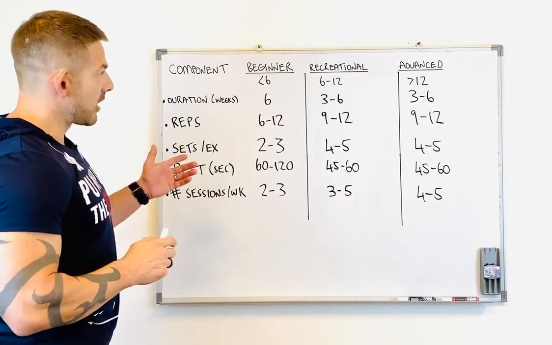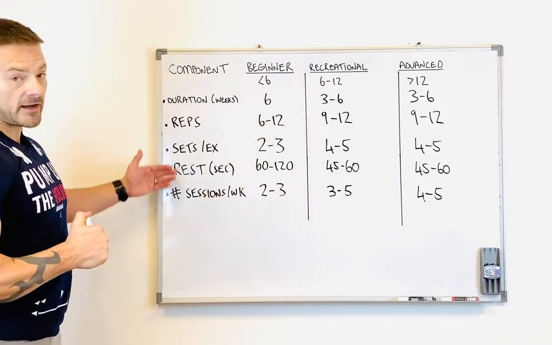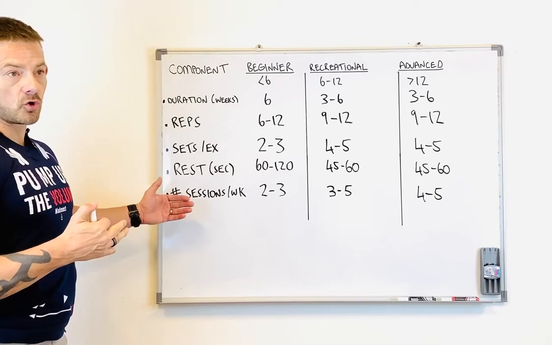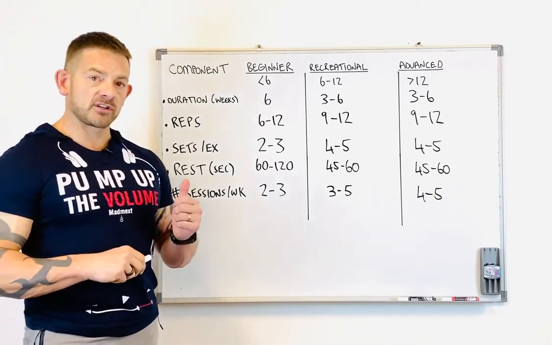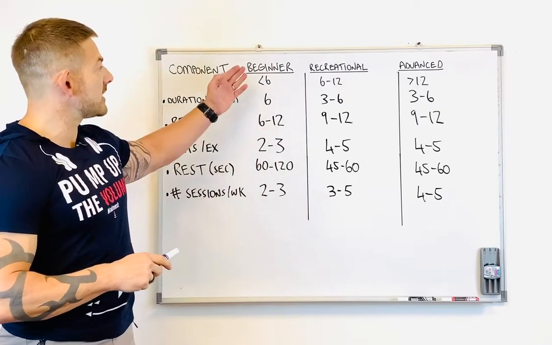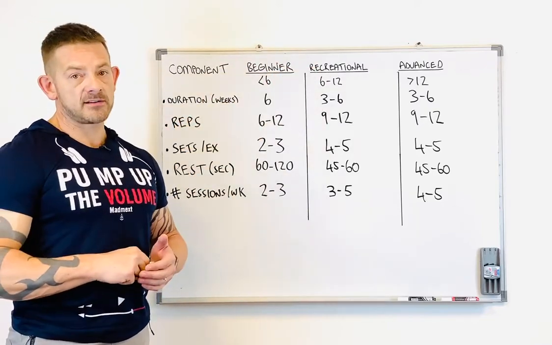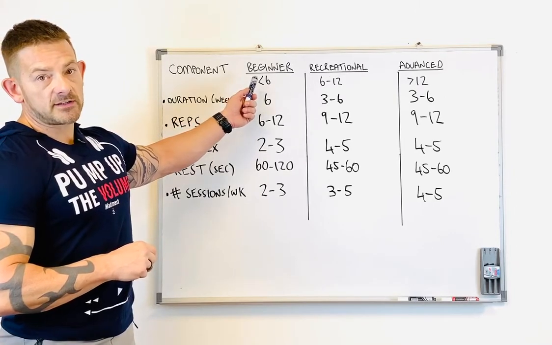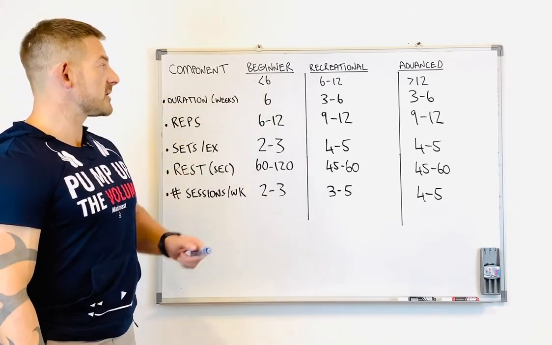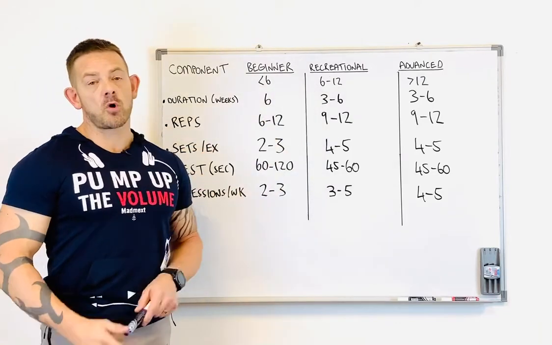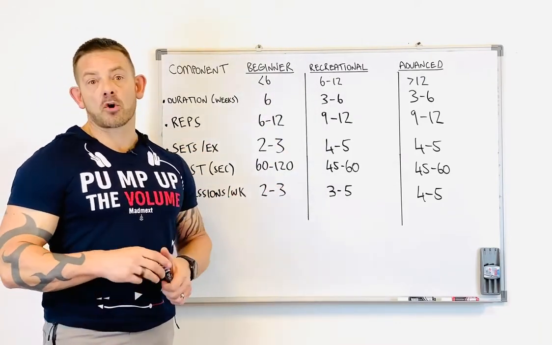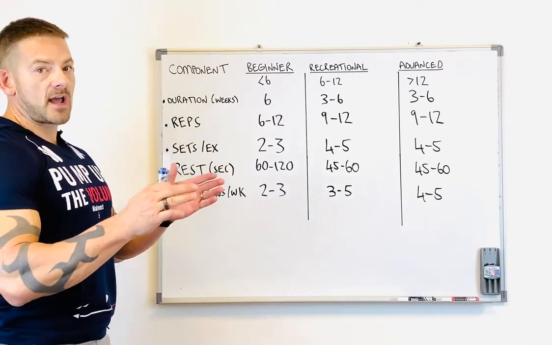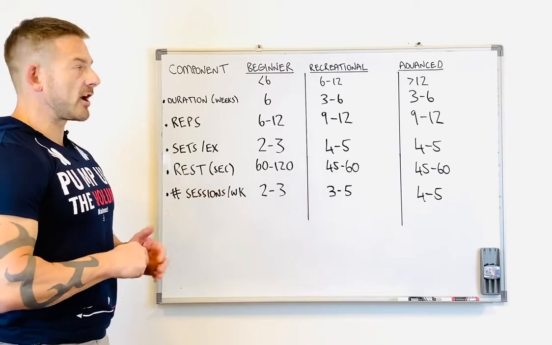Now what I'm going to go through is the training variables and how to apply those based on your level of training experience, of which today I'm going to cover three, which is beginner, recreational, and advanced. So a beginner is 6 months of continuous training experience or less. Recreational is 6 to 12 months, and advanced is longer than 12 months, okay? So that's an easy way to categorize people based on their training experience.